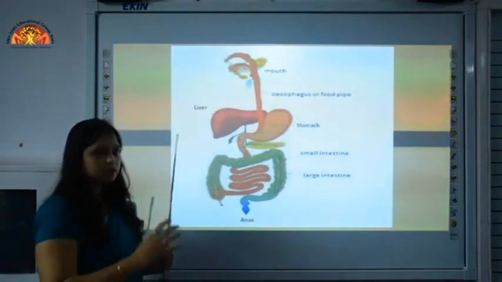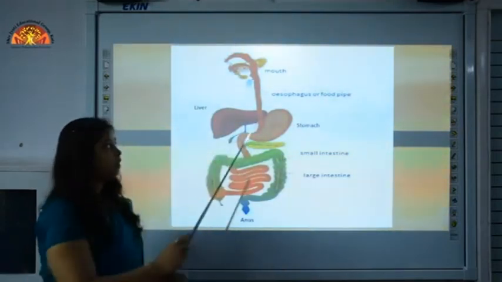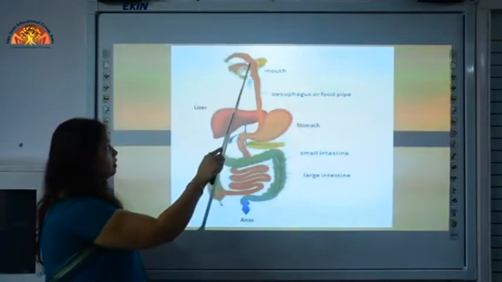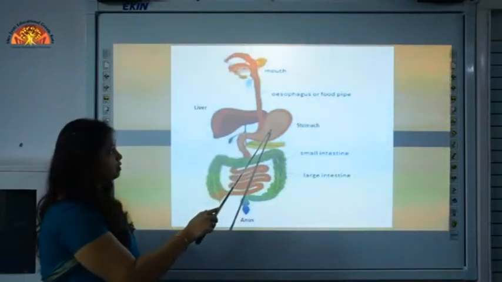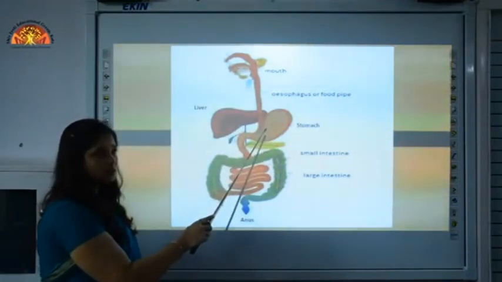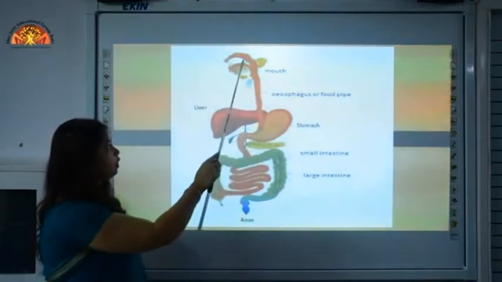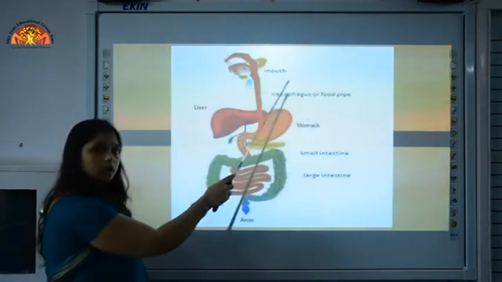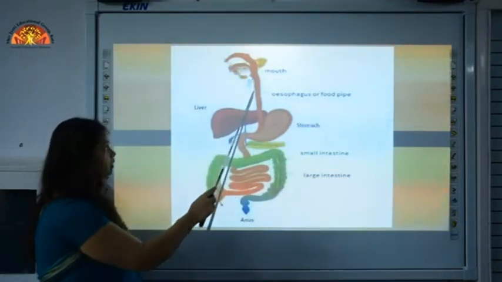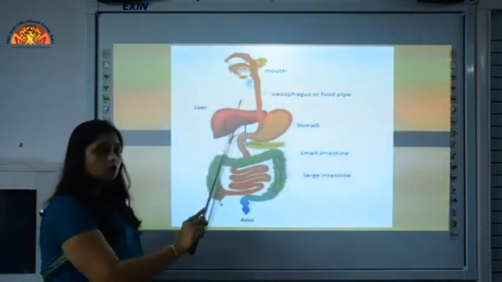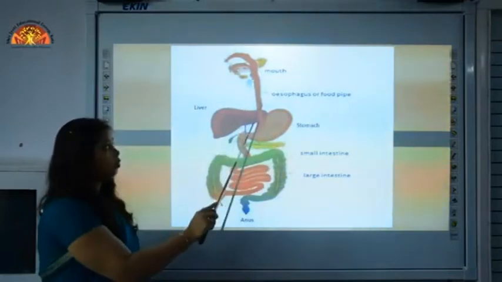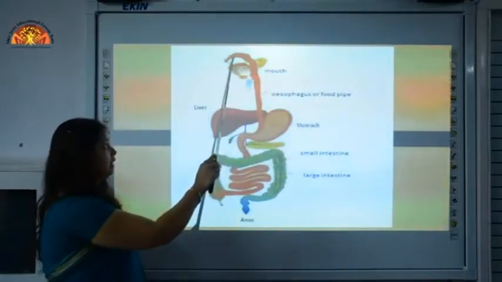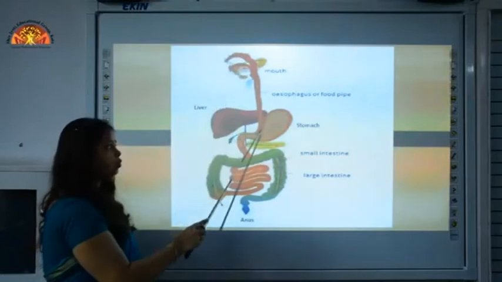Now when the digestion of food starts in the mouth, this food passes from the mouth to the stomach. How does it pass from the mouth to the stomach? Through a tube-like structure which we call the food pipe or esophagus. Here in the esophagus, no digestion takes place. It only passes the partly digested food from the mouth to the stomach.